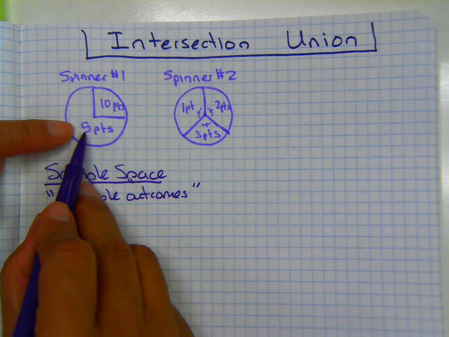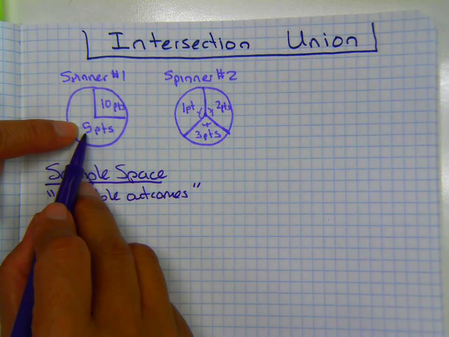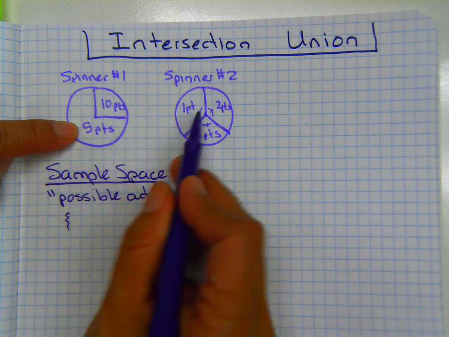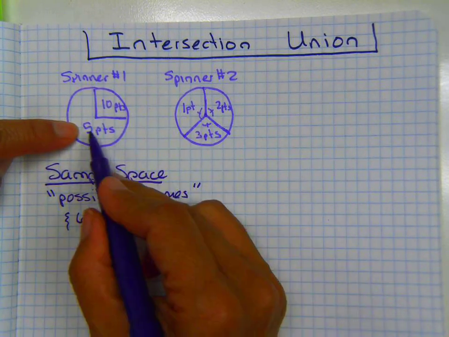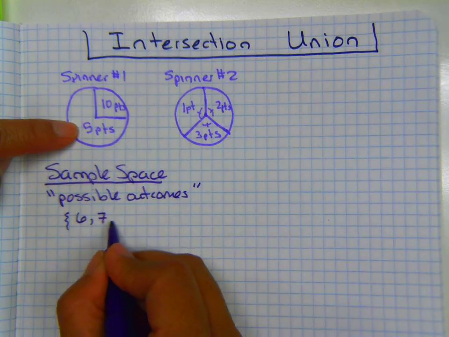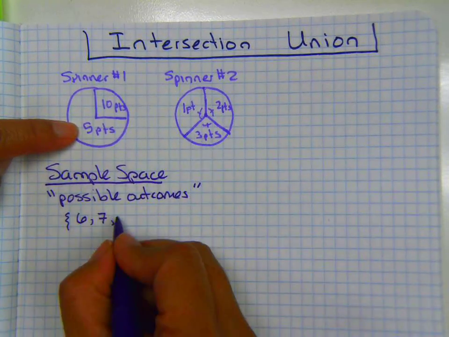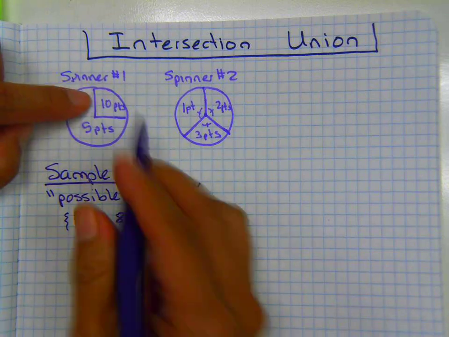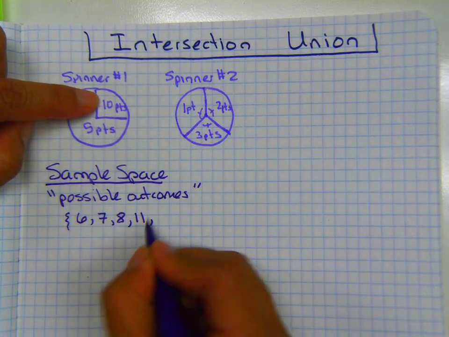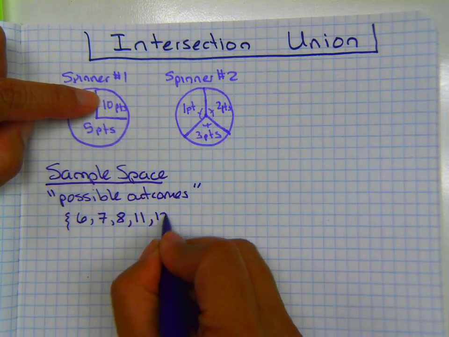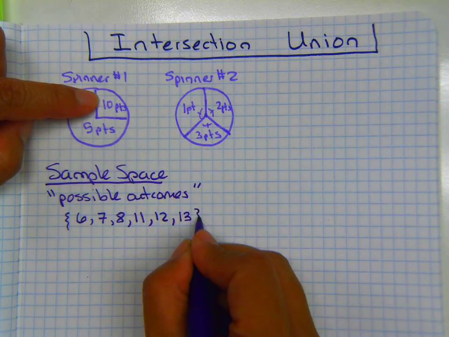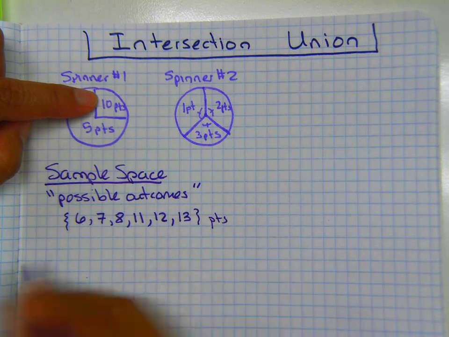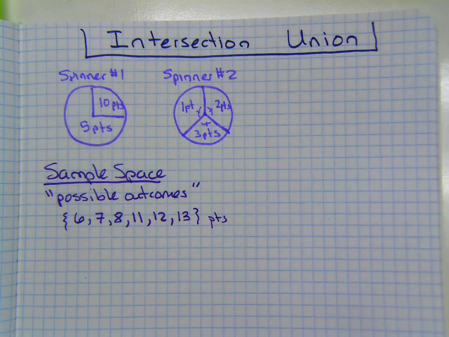I'm going to start out with this section first. So if I land here, I get a 5, and I get a 1. I add those together. I have a total of 6 points. 5 and a 2, I could get a 7. 5 and a 3 adds to 8. 10 and 1 add to 11. 10 and 2 add to 12. And 10 and 3 add to 13. So those are all the possible points that I could get in this situation.